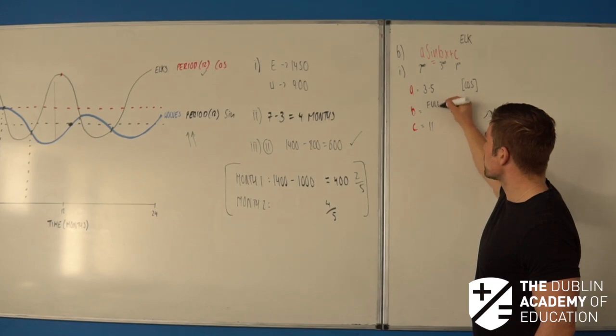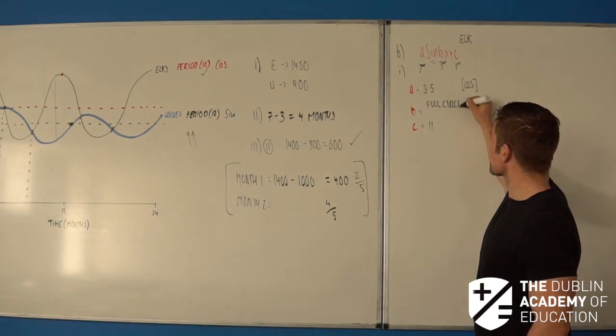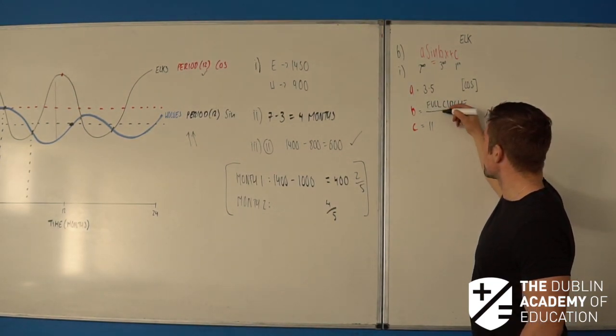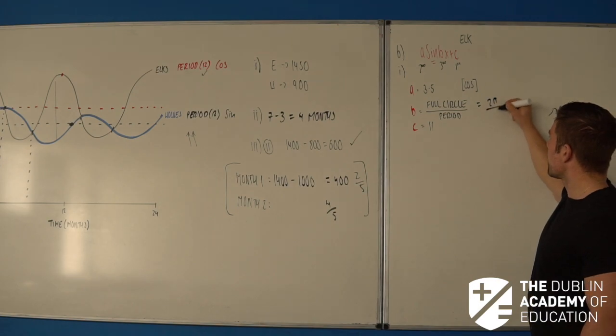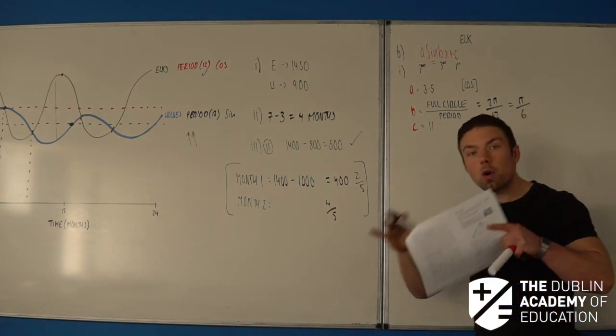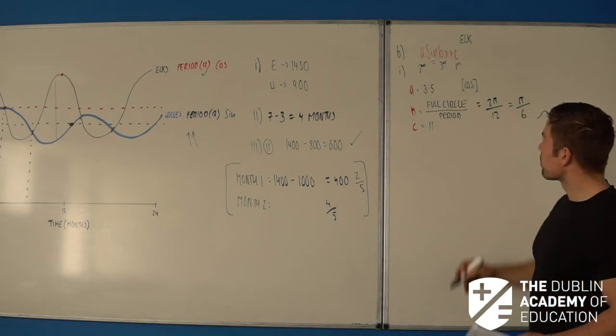So for a full circle, divided by the period, that's going to give us b. So our full circle here is 2 pi, and we divide it by 12, and that gives us pi over 6. And if we want to go ahead and put them back together, that will complete our answer.